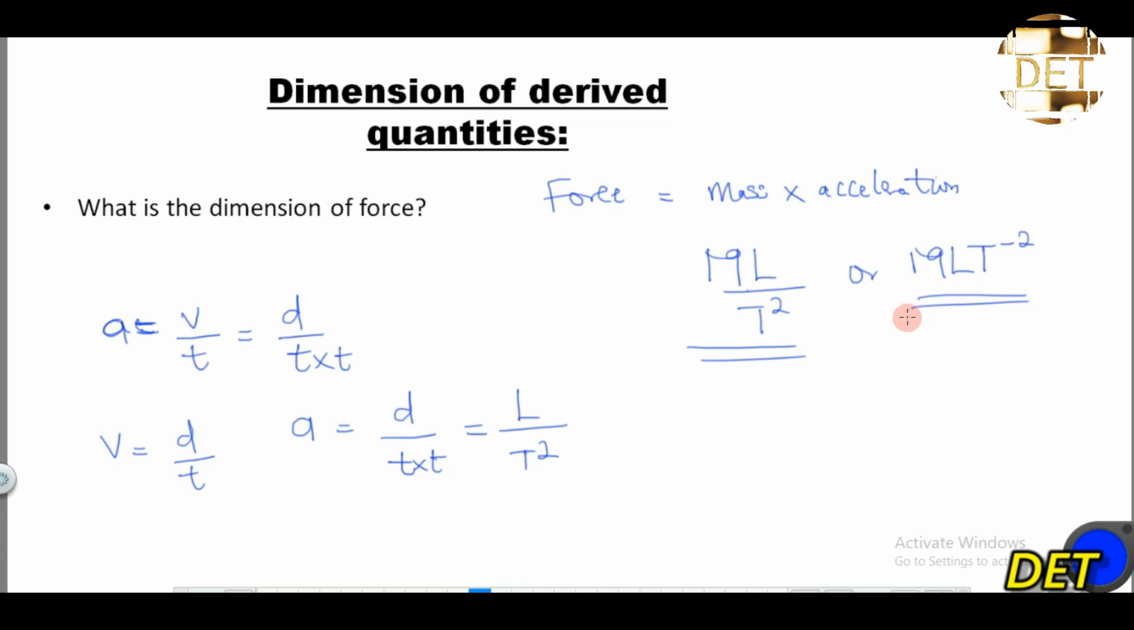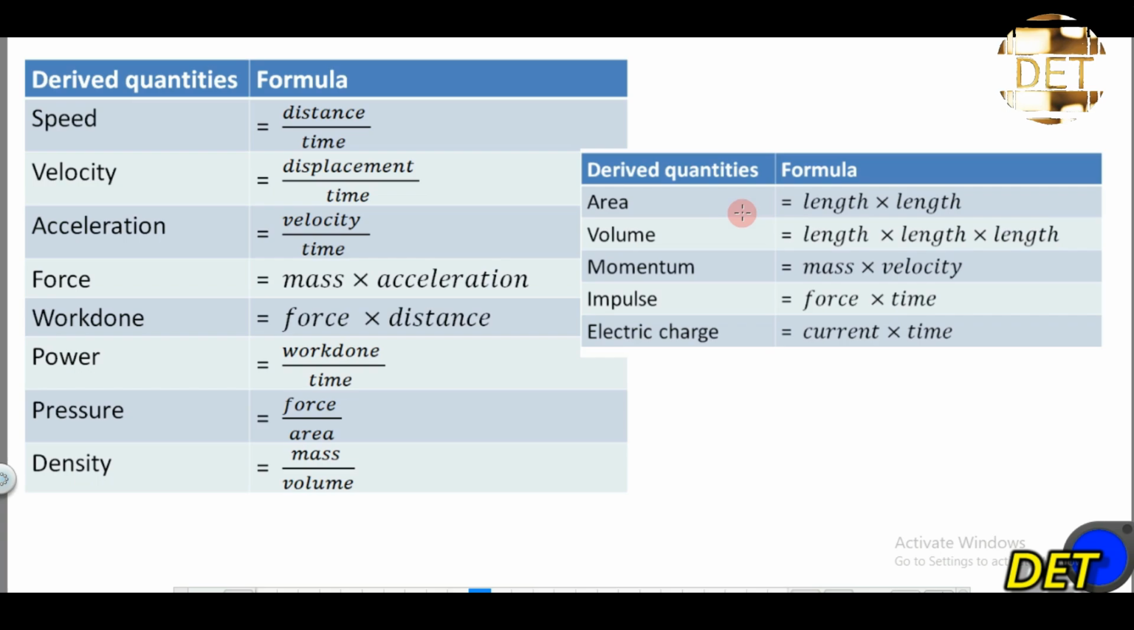So with this, we are done with dimension. Like I said, dimension is simply expression of physical quantities in terms of fundamental quantities. One more important thing that you should know is the formula of the different derived quantities. The formula for area is length times length. The formula for volume is length times length times length. The formula for momentum is mass times velocity.